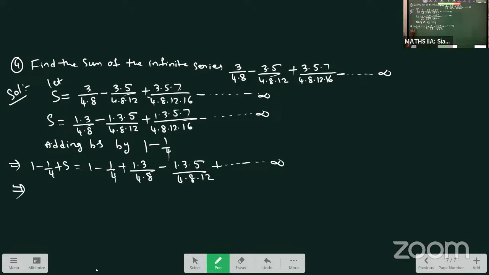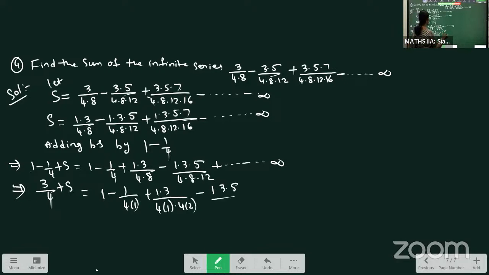Same as the previous question: 1 minus 1 by 4, LCM 4, 4 minus 1 is 3. So 3 by 4 plus S is equal to, on the right side, every term has a multiple of 4 in the denominator, right? A product of 4s. 4 is 4 into 1. In the same way, in the second term, 4 is 4 into 1 and 8 is 4 into 2, minus 1 into 3 into 5 by 4 is 4 into 1, 8 is 4 into 2 and 12 is 4 into 3, plus so on up to infinity.